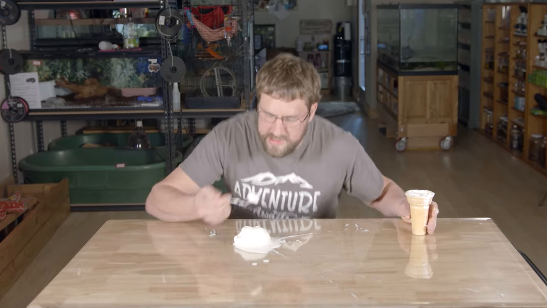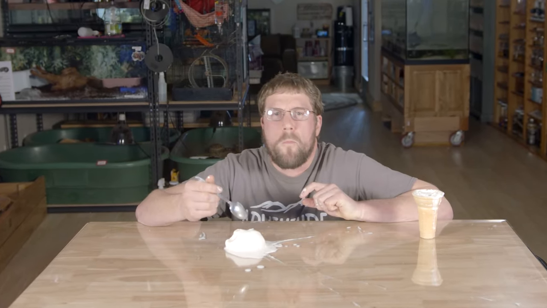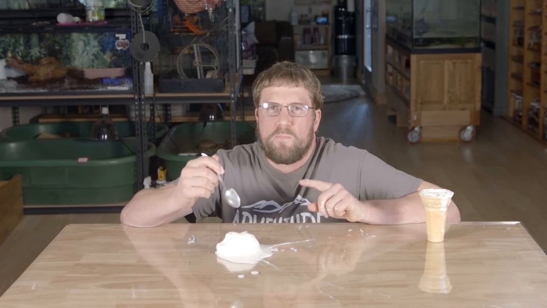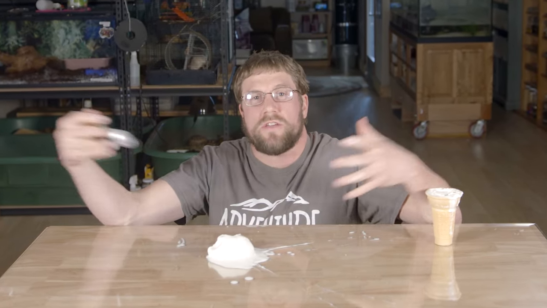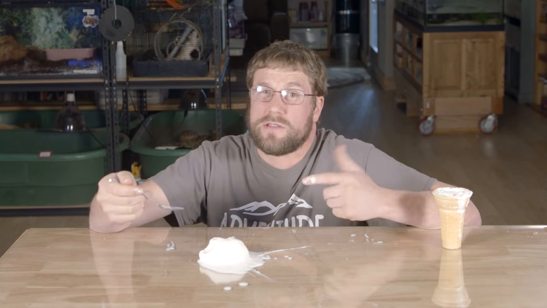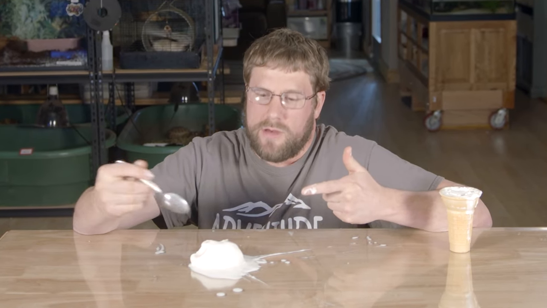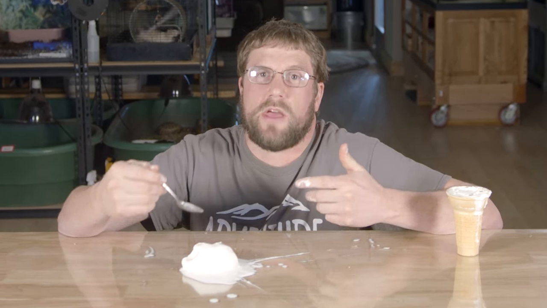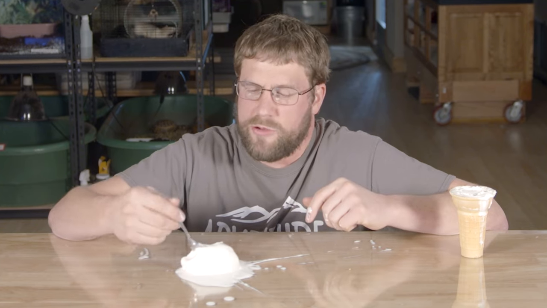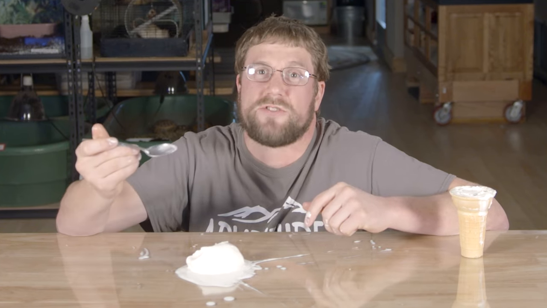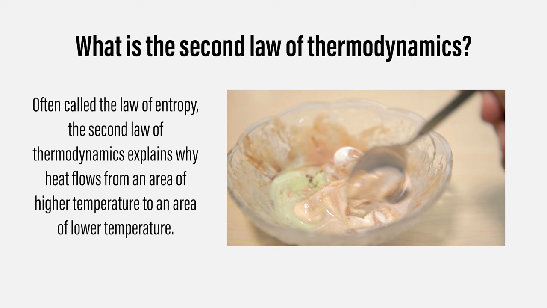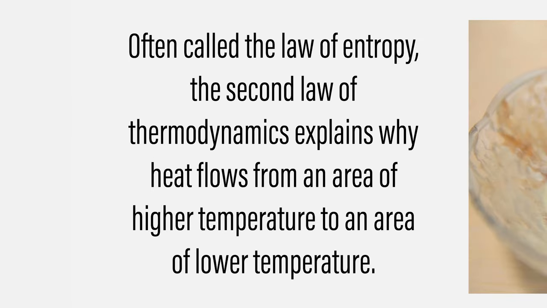So in this case, what we have here is ice cream that is taking in energy from the world around it. That energy is in the form of heat. That heat melted the ice cream and made a disaster. A really tasty disaster. So what is the second law of thermodynamics? Often called the law of entropy, the second law of thermodynamics explains why heat flows from an area of higher temperature to an area of lower temperature.